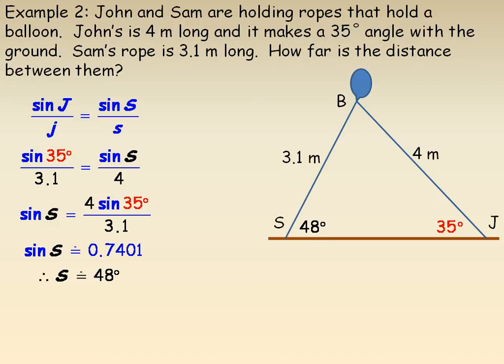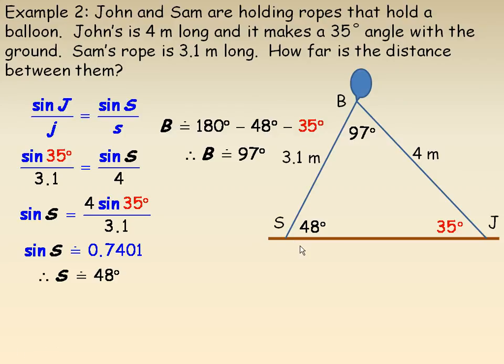Now, remember, I needed angle B. That's why I found the 48 degree angle here. I have two angles now, so I can find the third one by subtracting the 48 and the 35 from 180. Angle B works out to be about 97 degrees, so we can put a 97 degree angle right here. Now I can use that 97 degree angle in order to find the length of this side, side b, the distance between Sam and John.